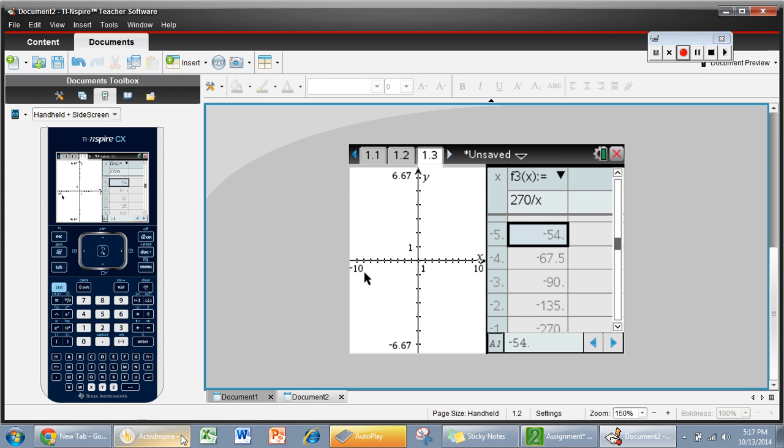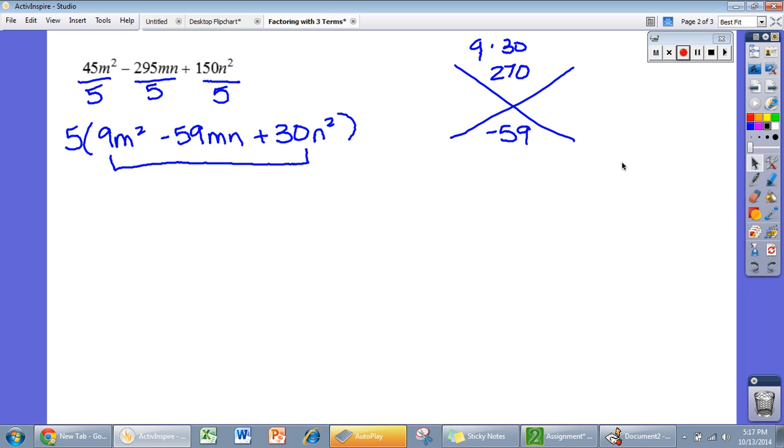So going back to our problem, let's put in there the negative 5 and the negative 54. They multiply and give me a positive 270, and they add up to a negative 59. So basically what I did is I broke down my B term to a negative 5. Don't forget your variables, mn. They never went away, we're just focused on the numbers.